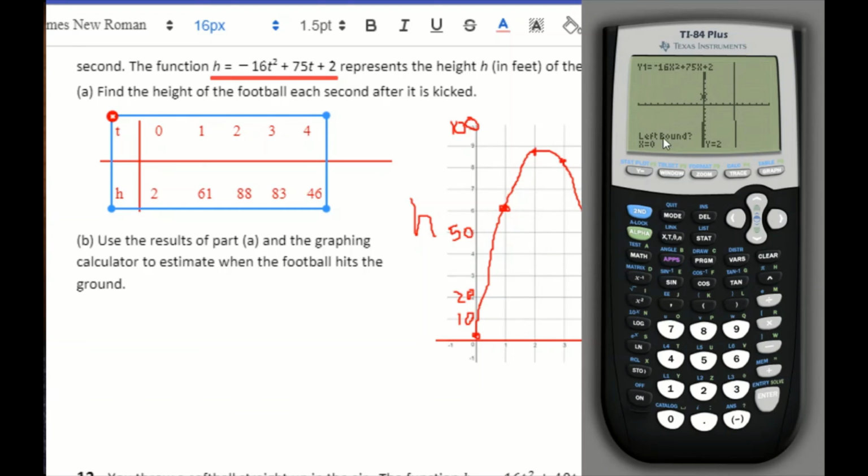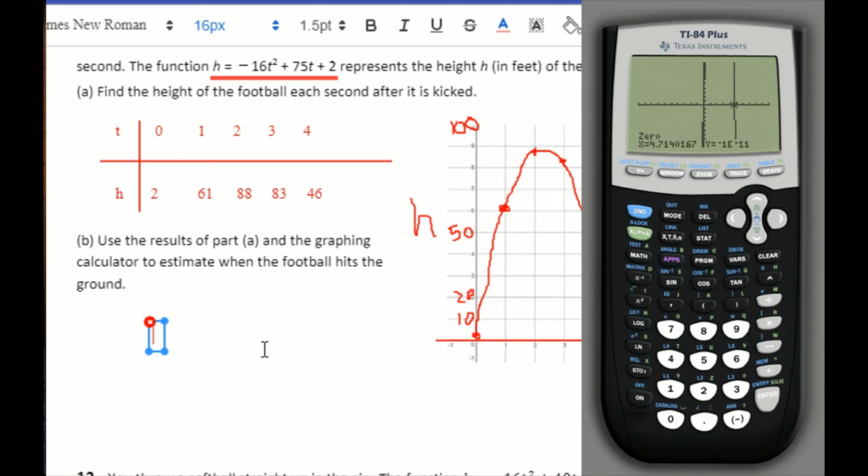So a number that is to the left of this is 1, 2, 3, 4. 4 is safe. And then to the right, we know 5 is to the right of that. So a good guess might be something like 4.5. And it'll give you the 0. Now this is a long decimal. You don't need to write every single decimal. So I'm just going to round to 2 decimal places here. And so it hits at 4.71 seconds.